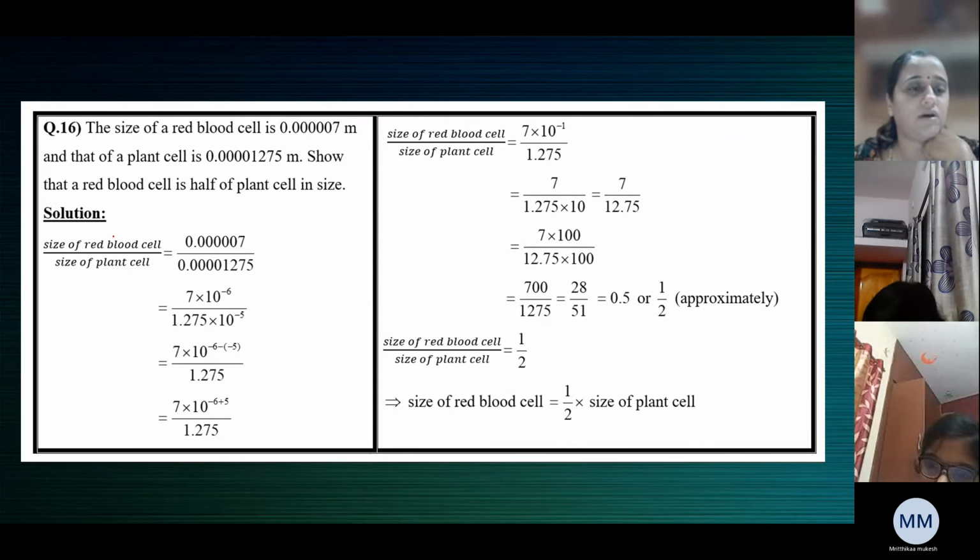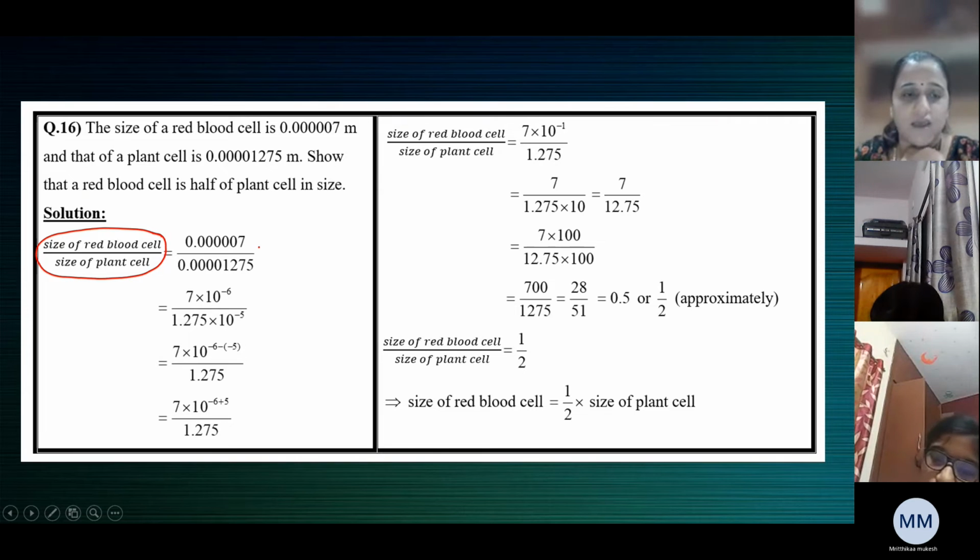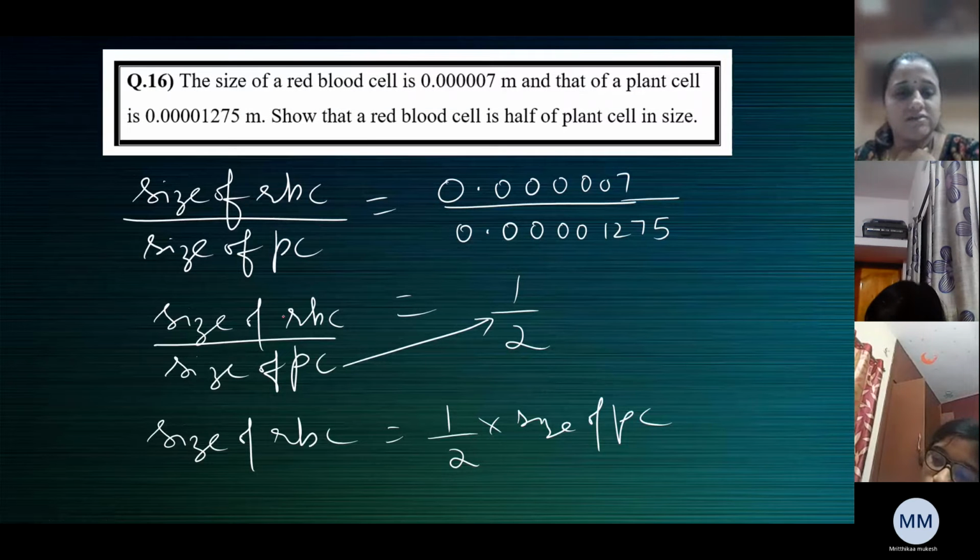As I told you, I explained why we are going to find the ratio. We have to find the ratio. It's not addition or subtraction here. You'll have to find the ratio, size of RBC by size of PC. You must get that this is equal to half.